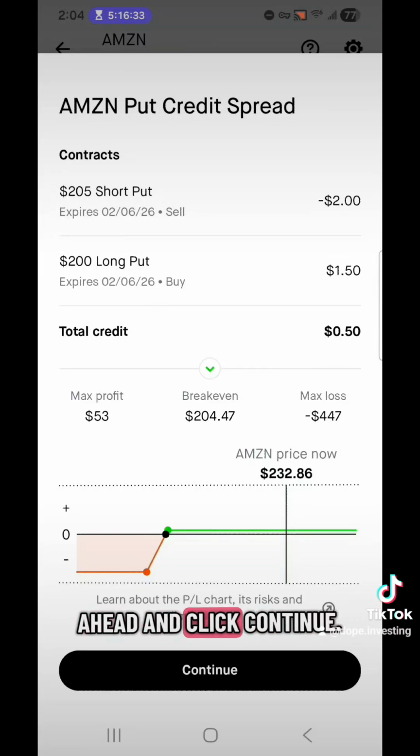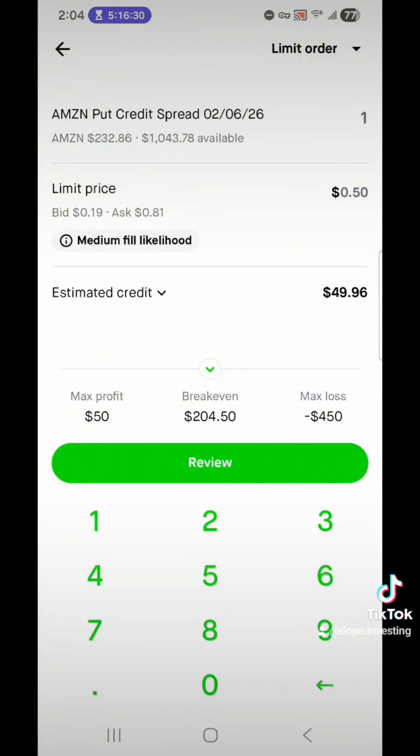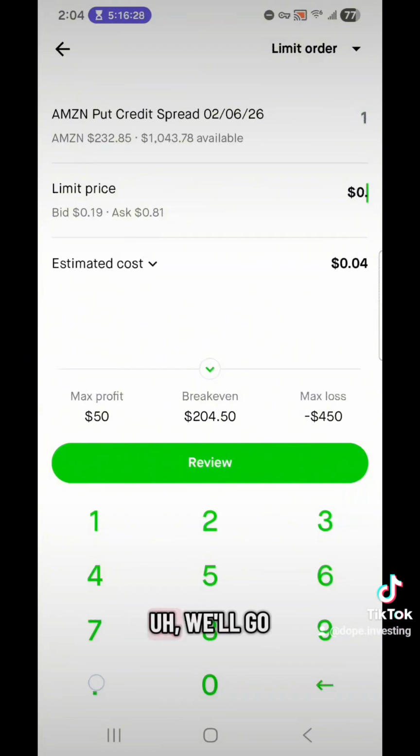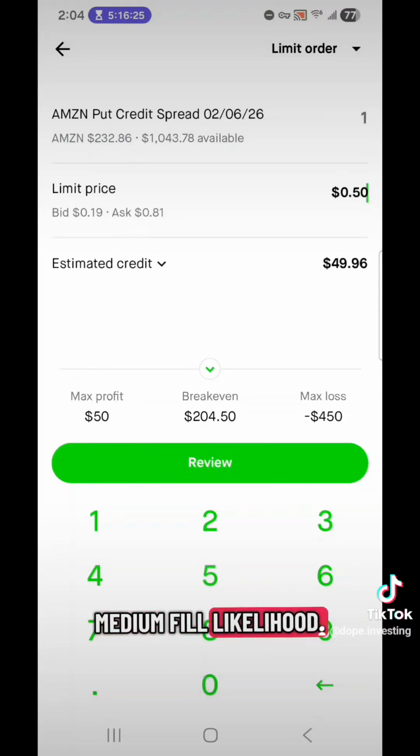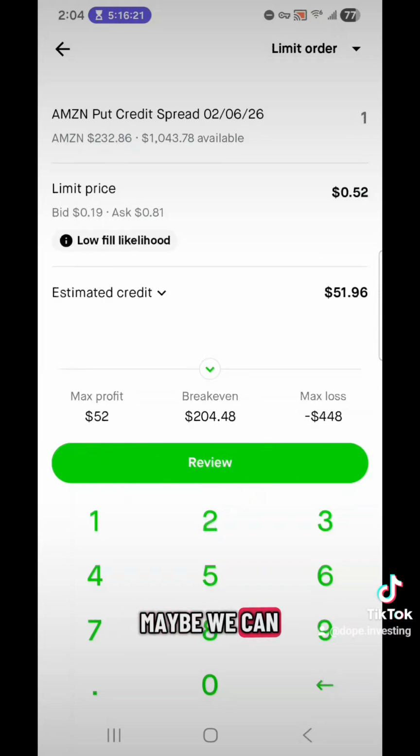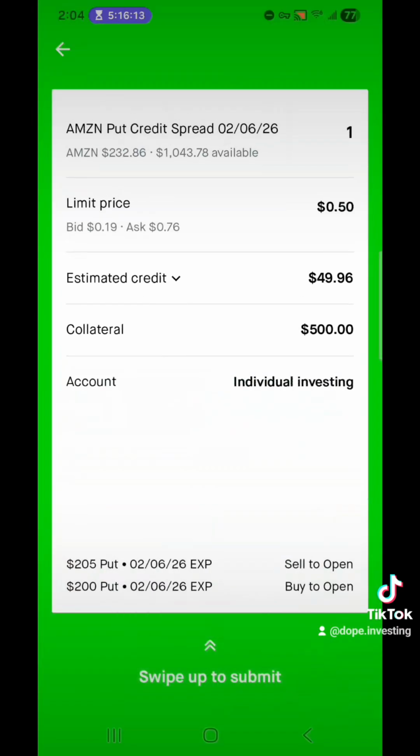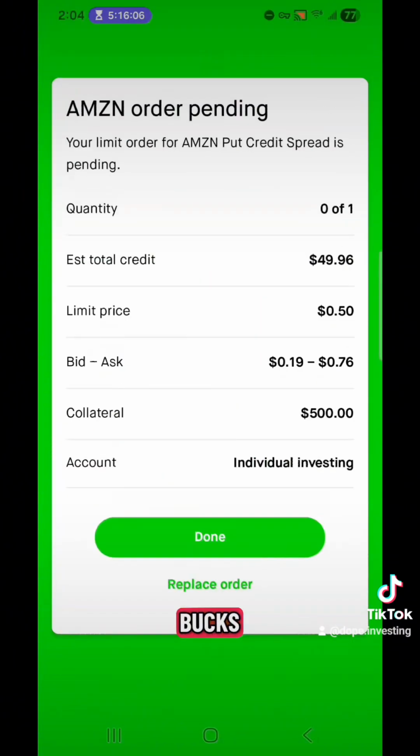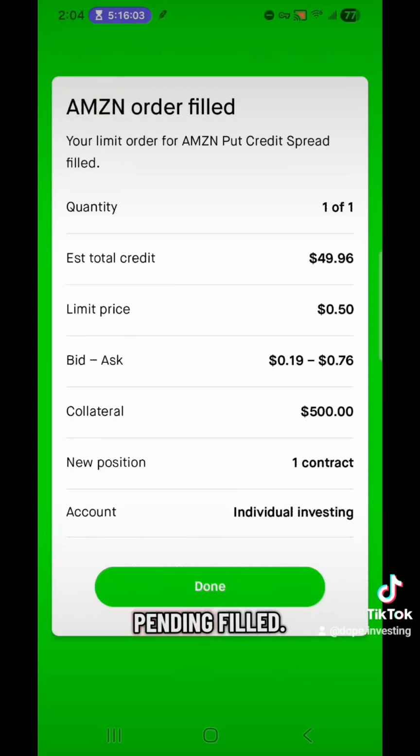So we're going to go ahead and click continue, and we'll enter the price here. Medium fill likelihood, this is the money you'll receive for getting into the deal. Maybe we can bump it up a little bit. Now it says low fill likelihood, still low, so maybe we'll take 50. We'll try that. Risking $500. That's the collateral we're putting up to get into this deal to make $50. Pending, filled. Awesome. So now I have a put credit spread opened up on Amazon.